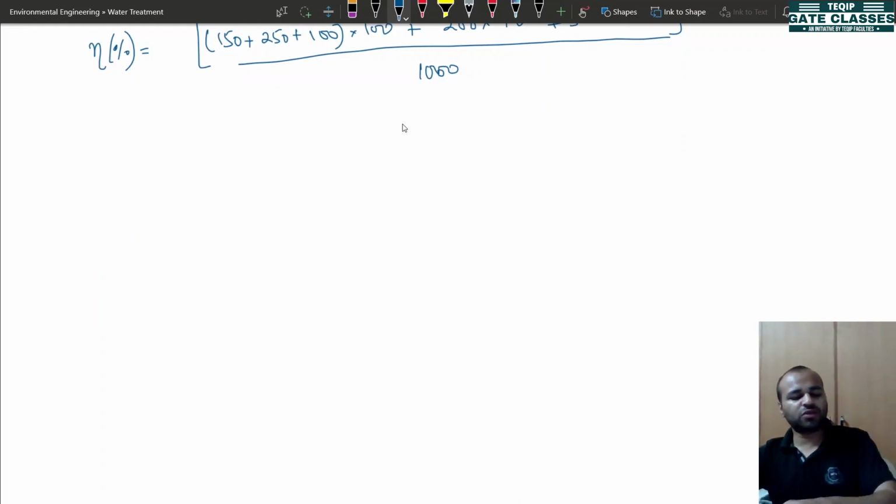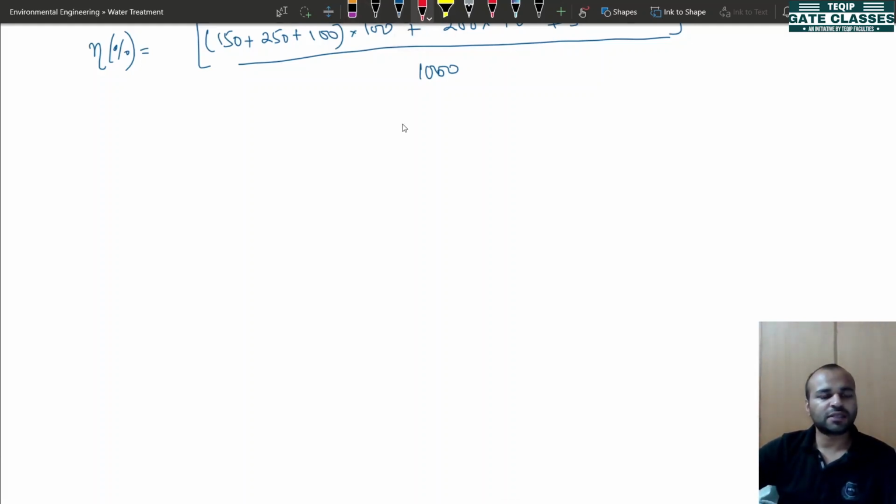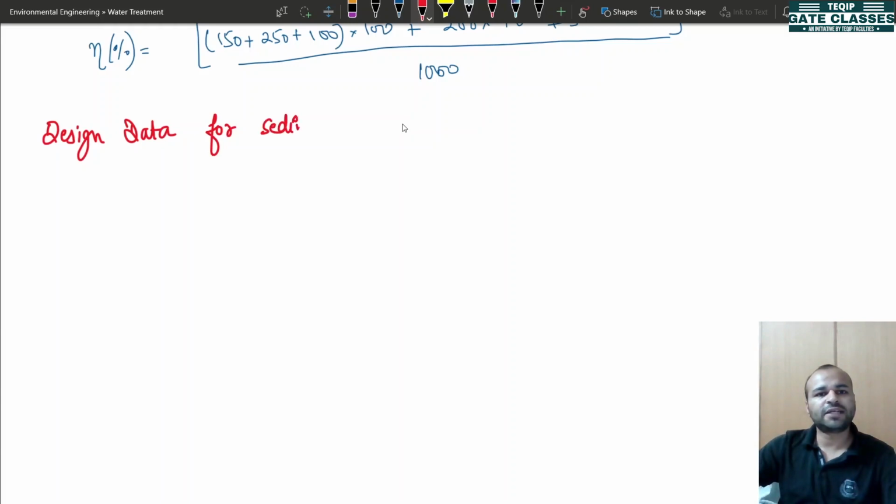Now we will also be doing some questions that have been asked in GATE exam previously, but after this lecture, maybe in the next lecture. So before that, let us quickly take down some important design data values that will be required whenever we are asked to design a certain problem based upon sedimentation tank analysis. So give the heading design data for sedimentation tank.